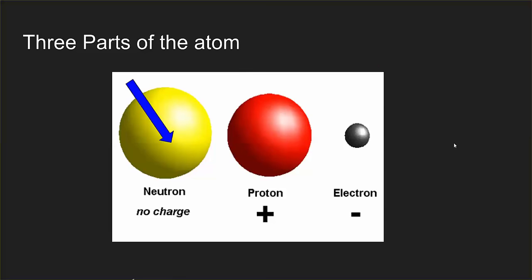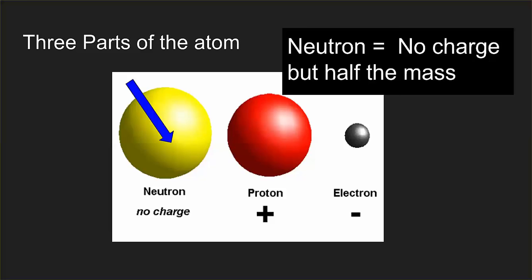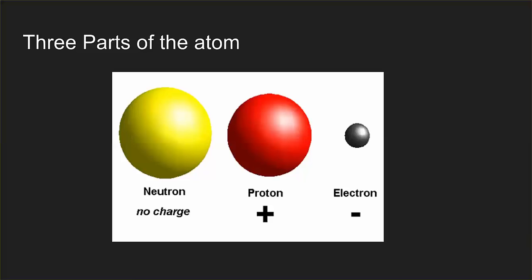The neutron is just mass in the middle of the atom. Okay, it has no charge, but it has half of the mass. Again, in some cases, there are fewer neutrons than protons, and in that case they'll have less than half of the mass. But in general, the neutrons are equal to the protons.